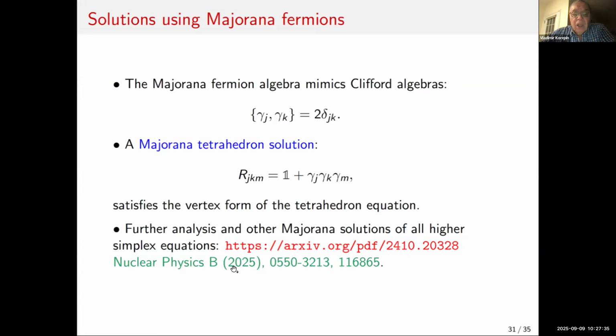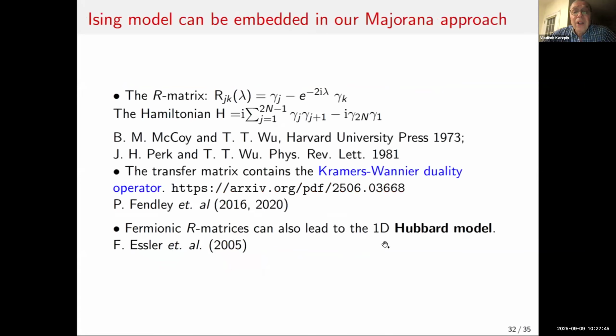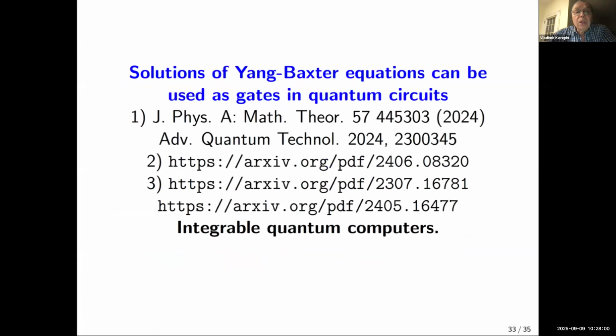All right, and there are more details in this paper. I sent the PDF file of my lecture to the organizing committee, so if you're interested, you can click on the link. With this Majorana approach, we can fit the Ising model and the Hubbard model. So we can reproduce known results for these models.